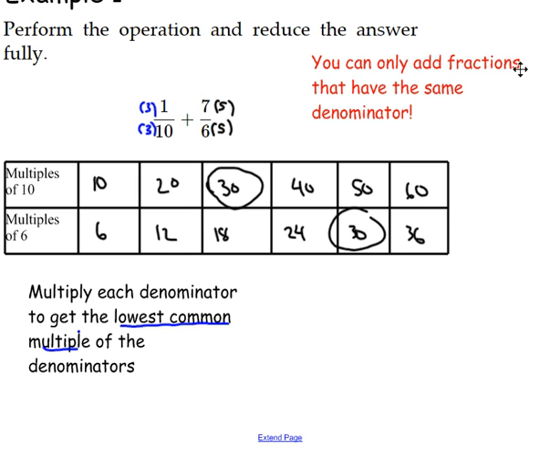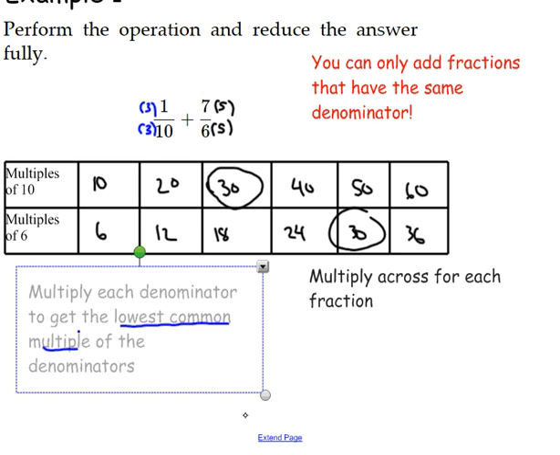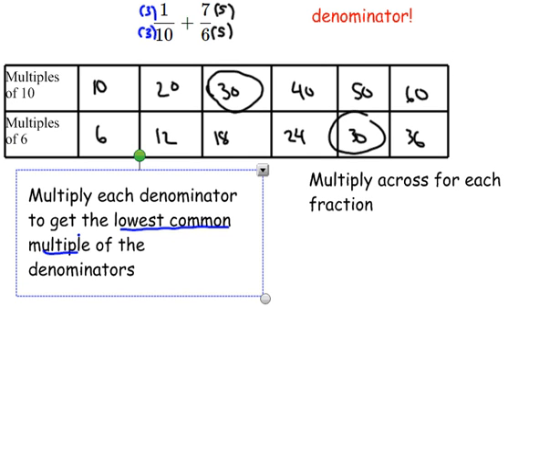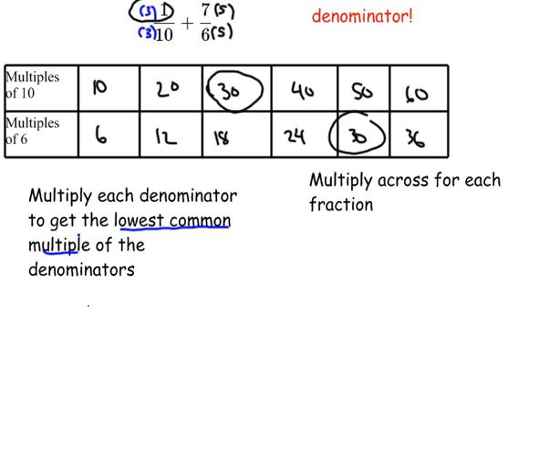So now I'm just going to multiply across for each fraction. So let's go ahead and do the multiplication. So we got 1 times 3, that's 3. We got 3 times 10, that's 30, plus 7 times 5 is 35, 6 times 5 is 30. And look at that. I have a common denominator.